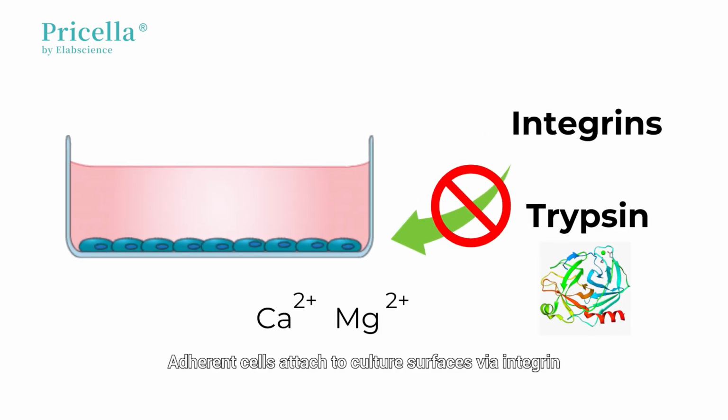Adherent cells attach to culture surfaces via integrins, which link them to extracellular matrix proteins. These interactions are stabilized by divalent cations such as calcium and magnesium. While adhesion is essential for proliferation and function, it poses a challenge when cells need to be passaged or reseeded. Trypsinization facilitates detachment by enzymatically cleaving cell adhesion proteins, allowing cells to be transferred and expanded.